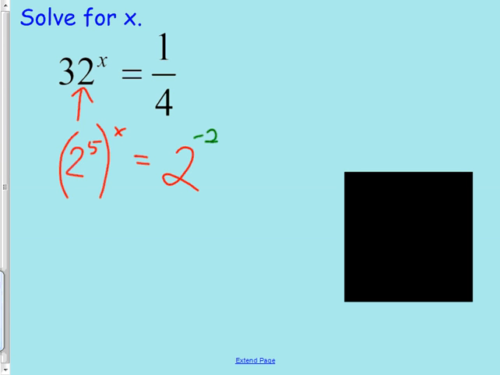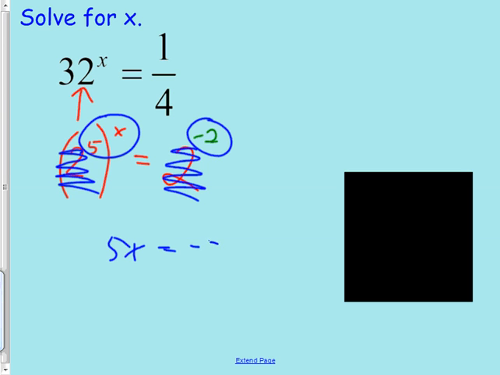All right. Why was this good? Because now the bases are the same, and I can make them disappear. And my answer is 5x equals -2. What the heck does that mean? We'll just solve it. Divide by what? Divide by 5. -2/5.